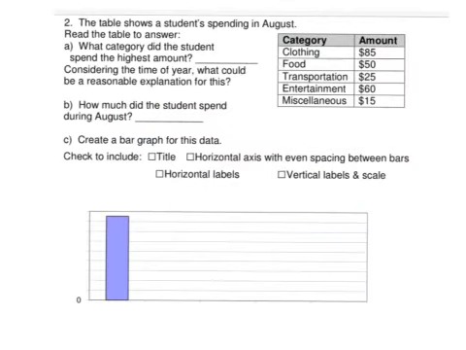So let's try a couple examples about pulling information and writing and making our own graph here. So we've got our table, and what we want to do is make a bar graph based on this. So let's go ahead and answer a few questions. It says, what category did the students spend the highest amount on? Well, that would be our clothing.